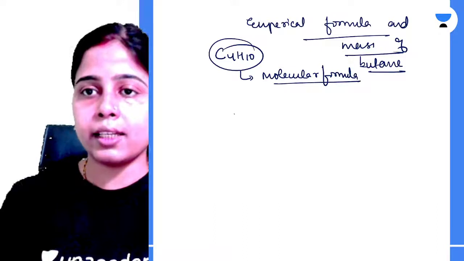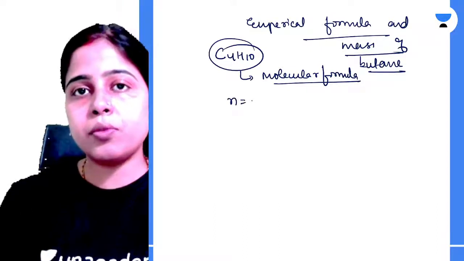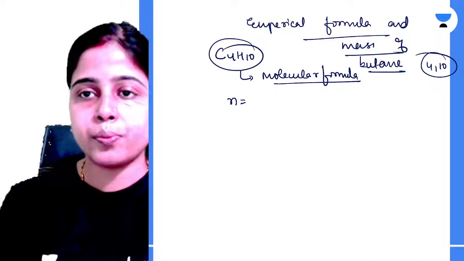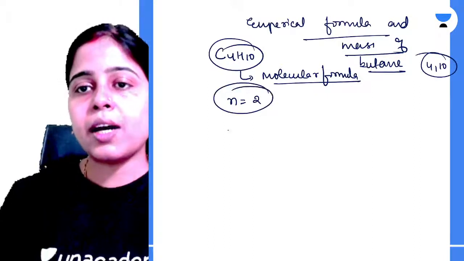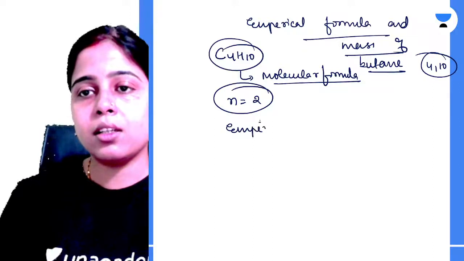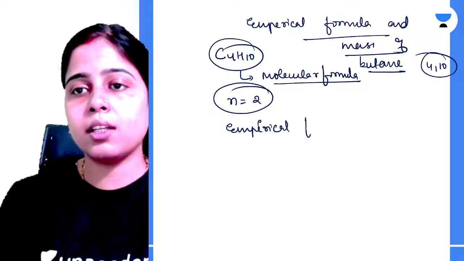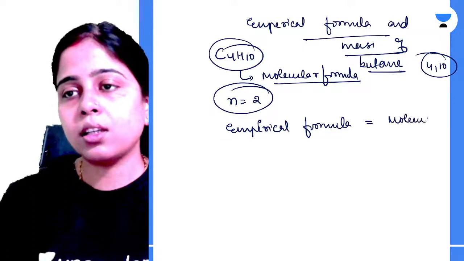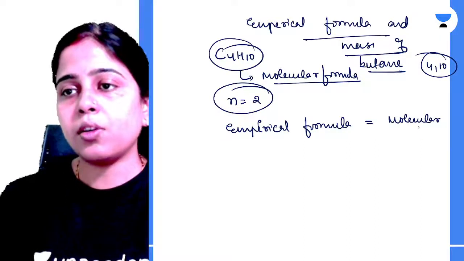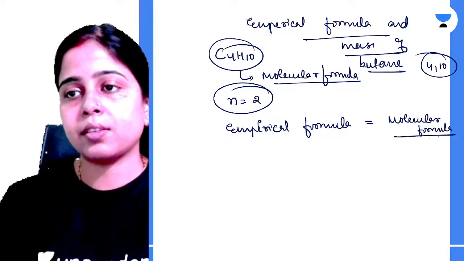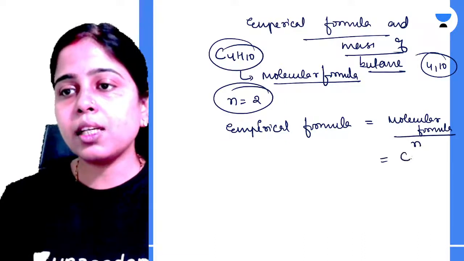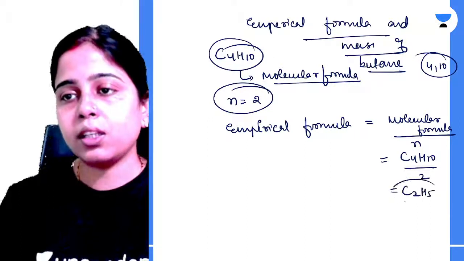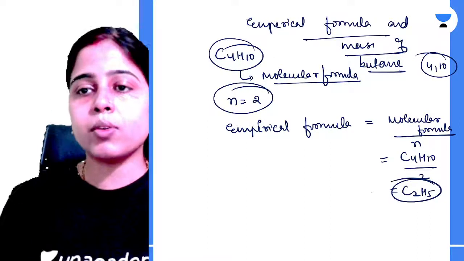Let's find out your N. So N is the HCF of 4 and 10. So what will the HCF of 4 and 10 be? You will get it as 2. Now divide to find out the empirical formula of this butane. You have to divide the molecular formula by N. So C4H10 divided by 2. So you get C2H5. This is the empirical formula for butane.